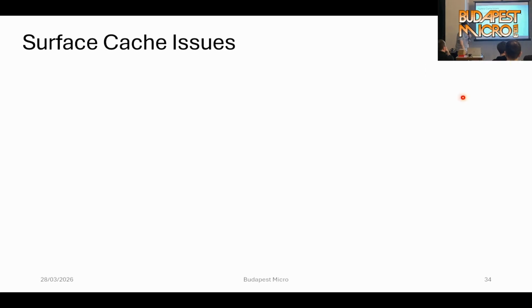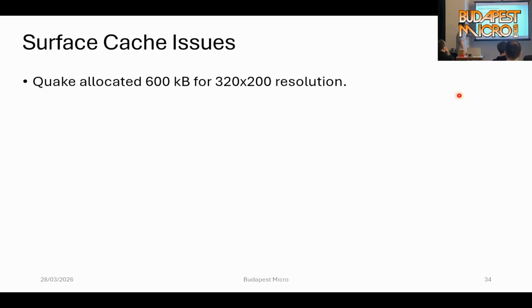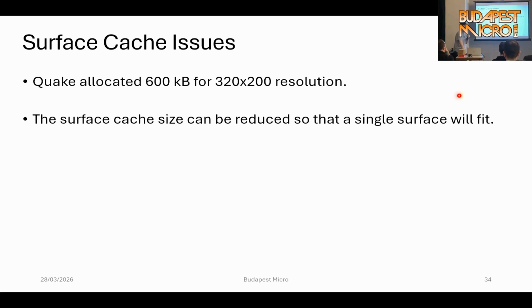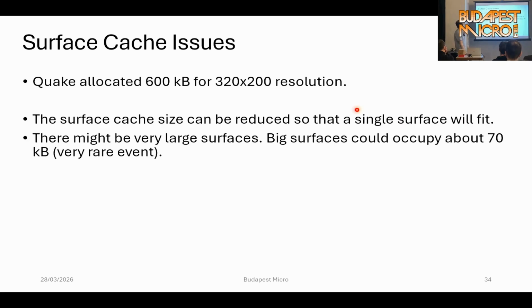The issue in our case is that Quake allocated 600 kilobytes for the 320 by 200 pixel resolution. You can reduce the cache size, but the minimum size is that a single surface must fit in that cache. And the issue is that there may be very large surfaces, and I saw that the maximum was about 70 kilobytes. It was a rare event, but it was there.